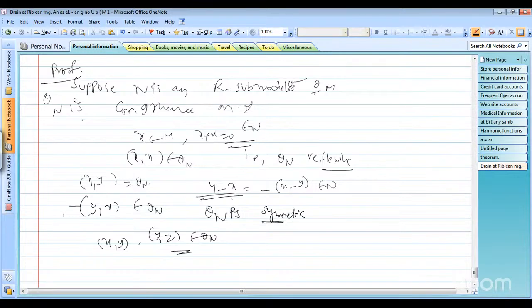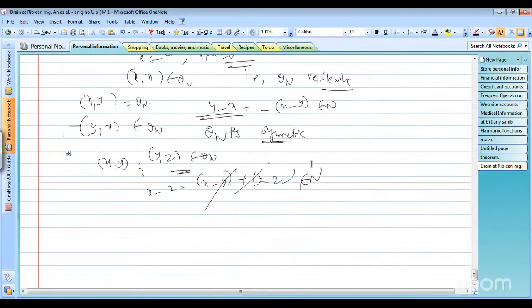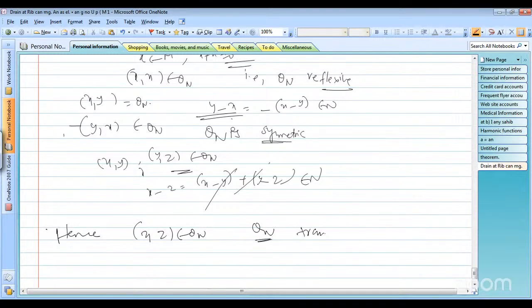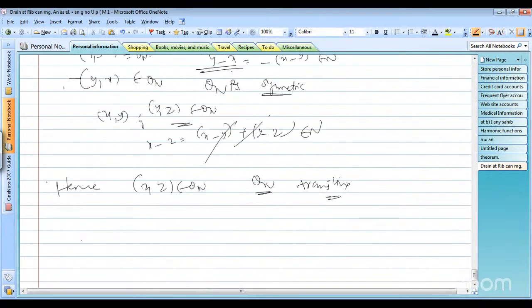So what is the condition here? x minus z is equal to (x minus y) plus (y minus z), because plus y and minus y cancel. So x minus z belongs to N. Hence (x, z) belongs to theta N, so theta N is transitive. Therefore theta N is an equivalence relation on M.